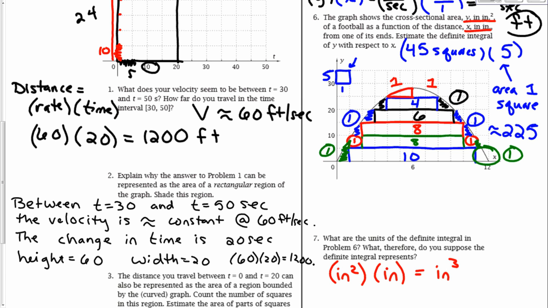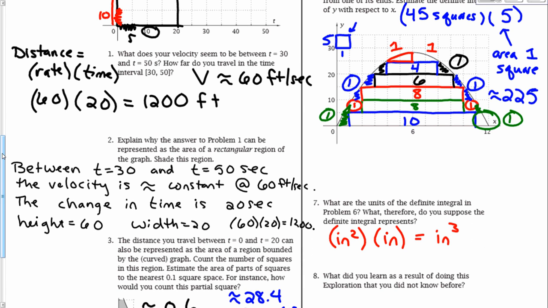What therefore do you suppose the definite integral represents? Well, with my units being inches cubed, I'm confident that the definite integral represents volume. So in number 8, I would like you to write, you can just put a bullet down, what did you learn as a result of doing this exploration? And we are finished with this video lesson.